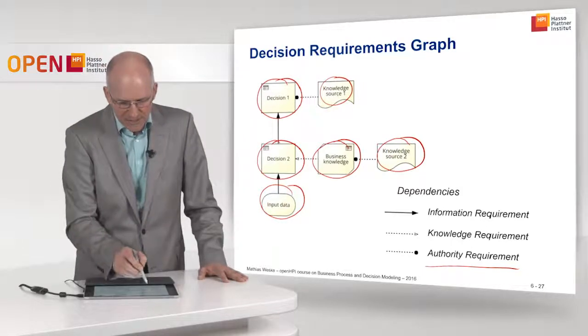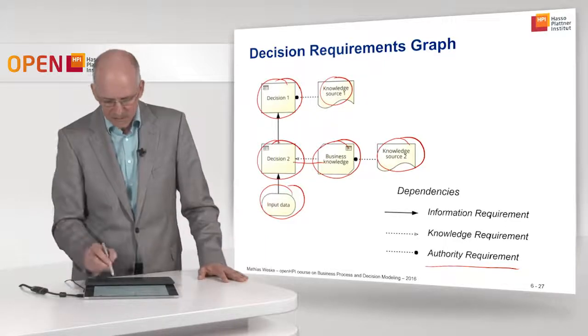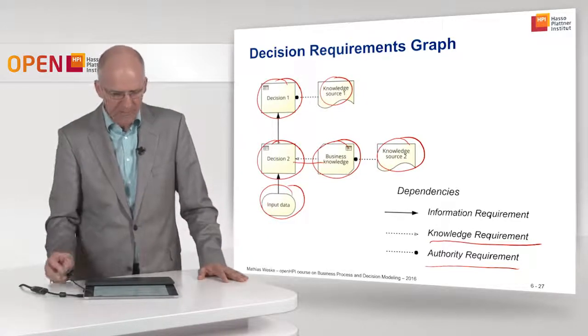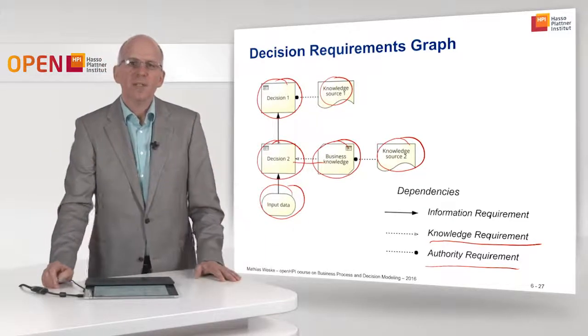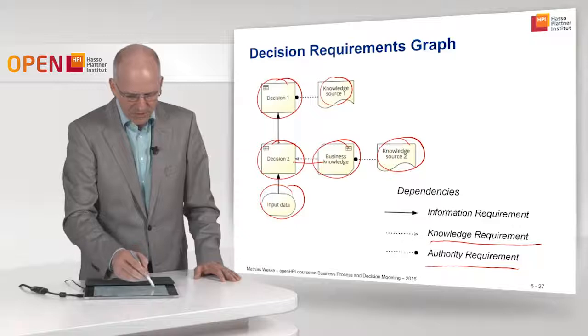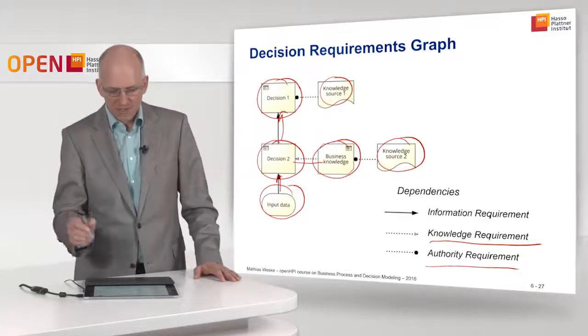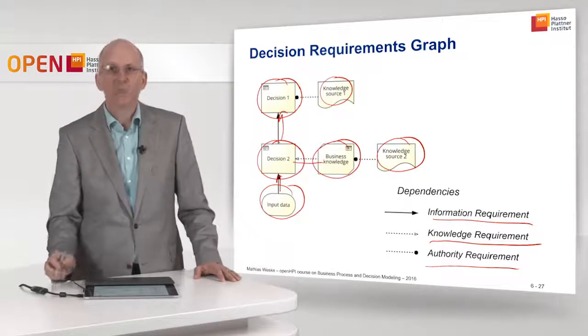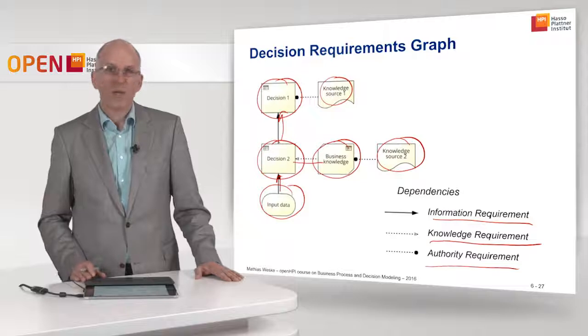We also see these dotted lines with the arrowhead, and these are so-called knowledge requirements. So whenever a decision invokes a business knowledge, we have a knowledge requirement. And the input and also the sub-decisions provide information, and therefore these requirements are called information requirements, and these are all the dependencies that we have in decision requirements graphs.